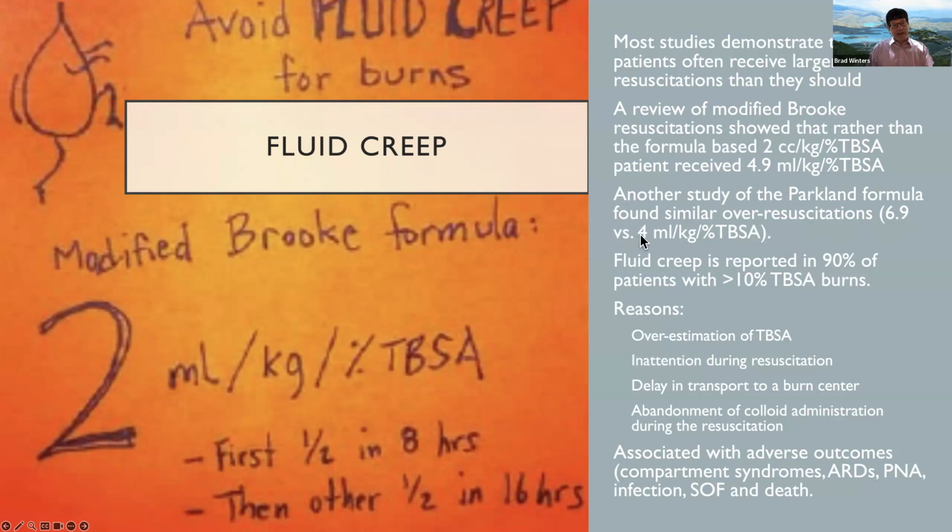Again, though, some of that creep may have been because they had a bad inhalational injury. Okay. Some of that creep may have been because they had a large area of deep burn. But we have to be careful about not over-resuscitating the patient. And fluid creep has been reported in as often as 90% of patients with greater than a 10% TBSA burn. And I would argue that fluid creep is probably more common when the burn is even larger, because it just gets so much harder to be sure about how much fluid to give the patients.